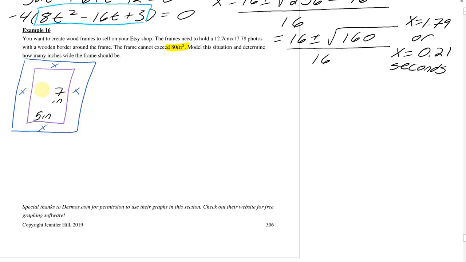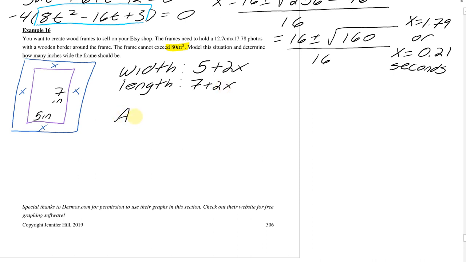Now I have to take into consideration, if I add in the photo with the frame, what would this width here be? Well, it would be x plus 5 inches plus x, so my width in this case is 5 plus 2x. And then what's my length? I go from x, then here's 7, and then here's x. So this will be 7 plus 2x.